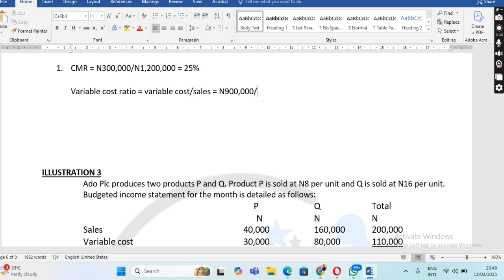So 900 divided by 0.75, right? Zero point seven five.